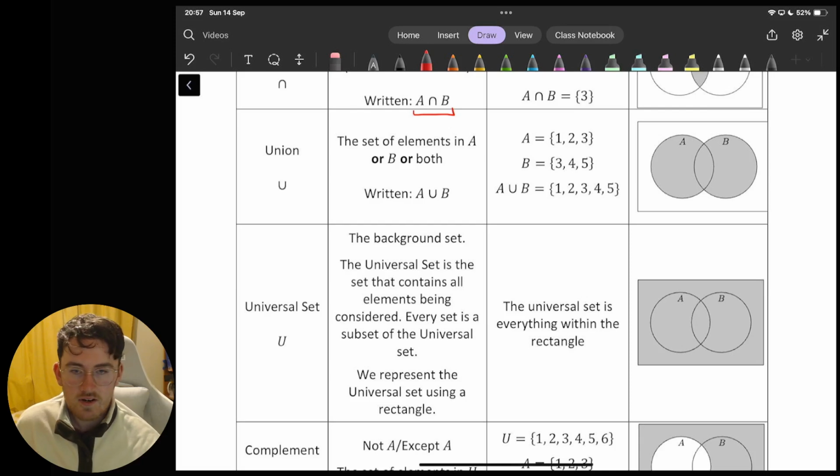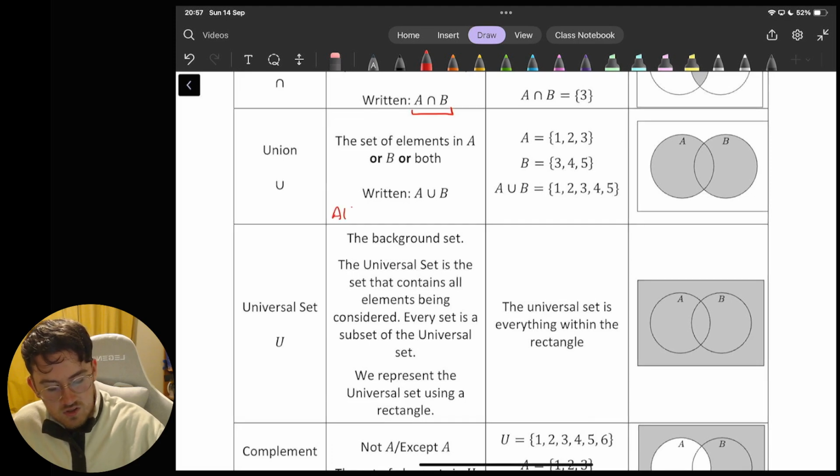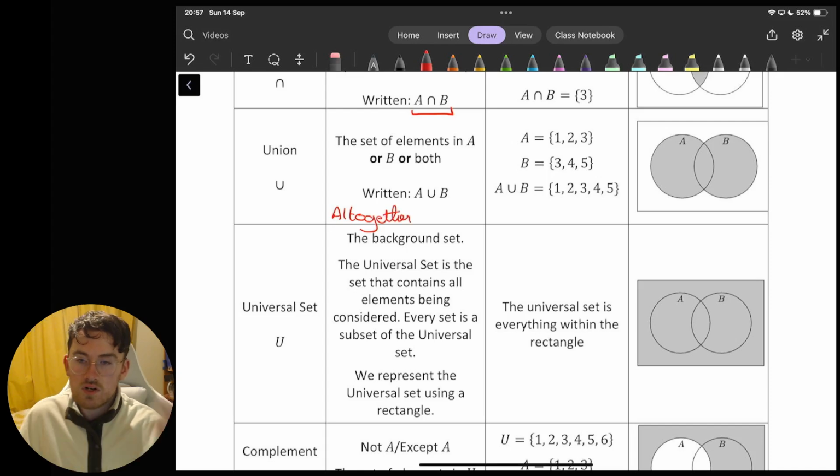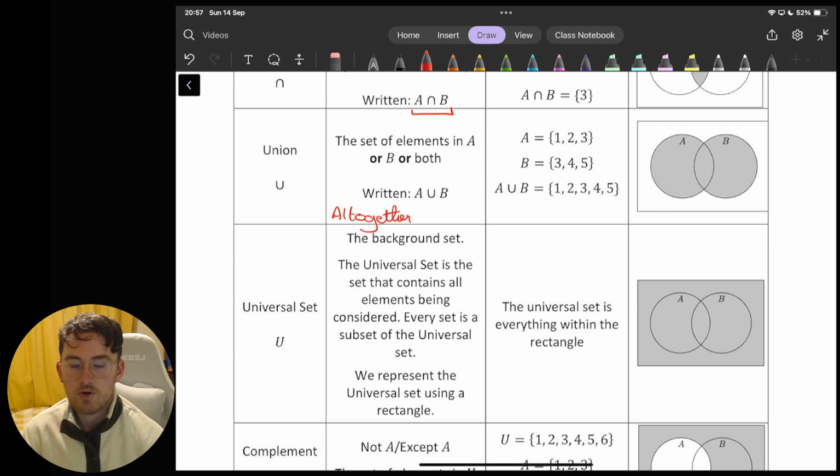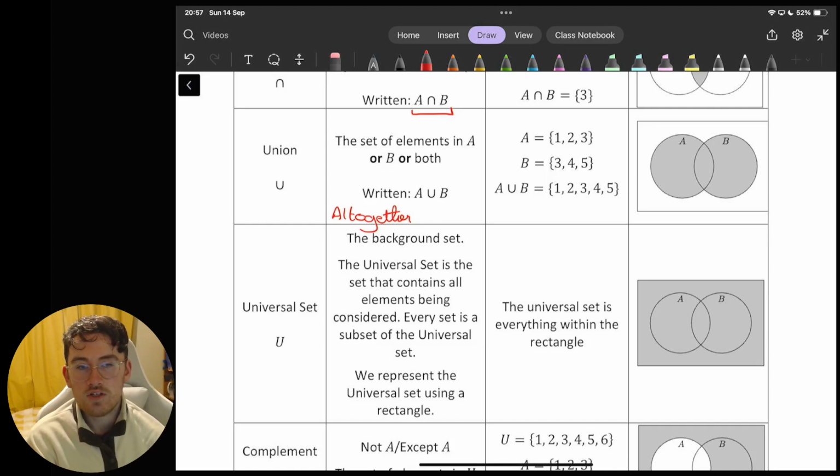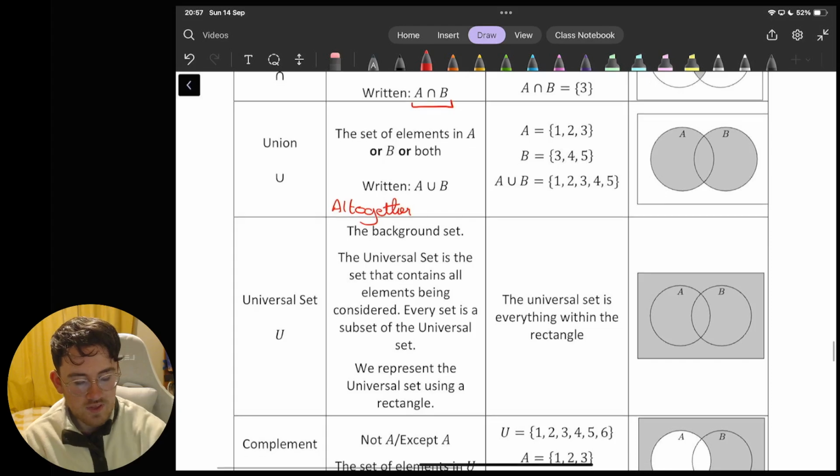So it's in A or it's in B or it's in both. Sometimes we think of this as the two sets all together. So taking everything that is across the diagram, or across those two sets. So using the same two sets we had, 1, 2, 3 and 3, 4, 5, then A union B is 1, 2, 3, 4, 5, the entire combination of the two sets there. And the symbol for that is a U symbol for union.